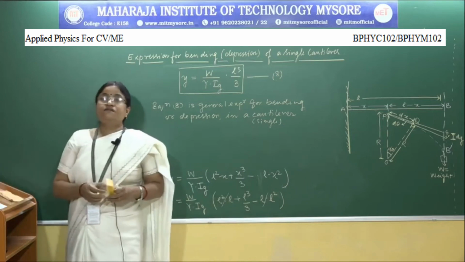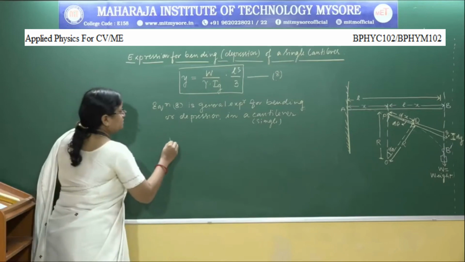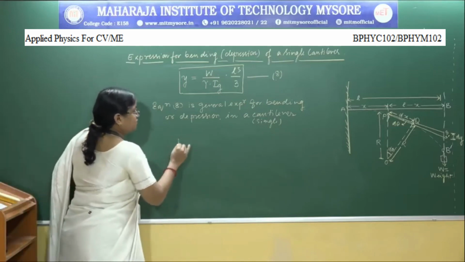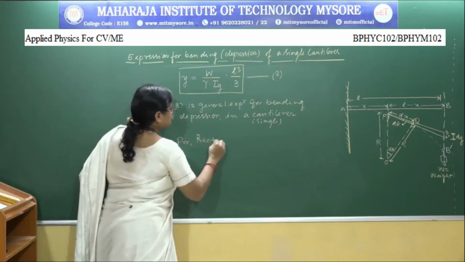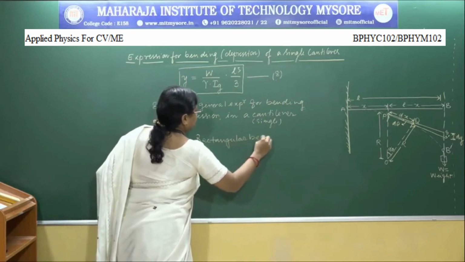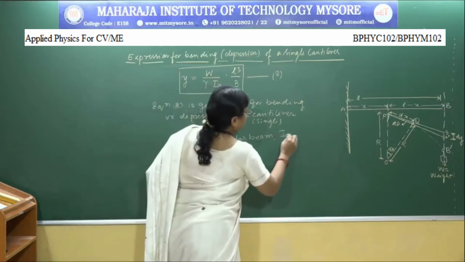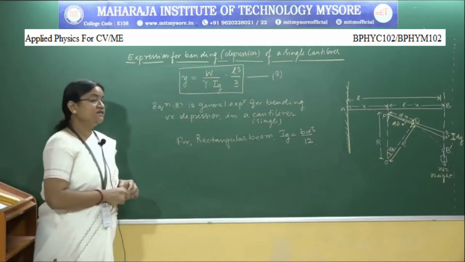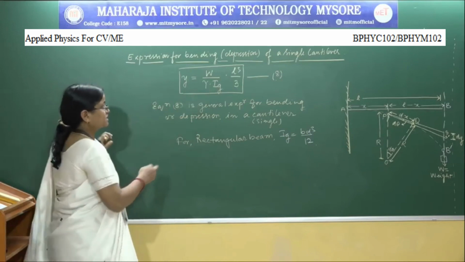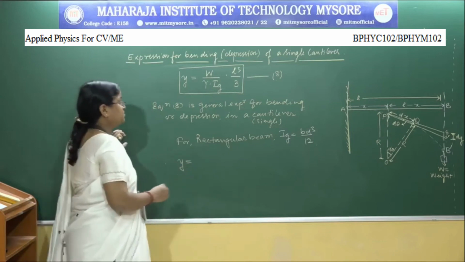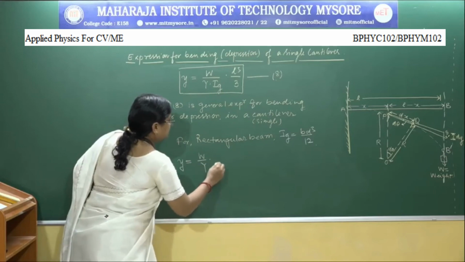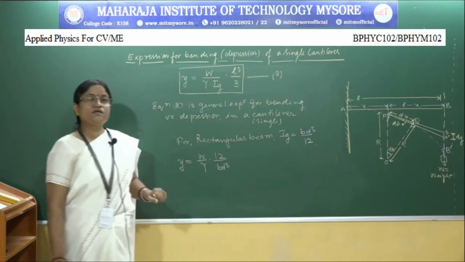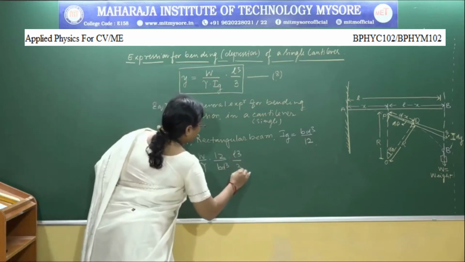Now, again, if the beam is rectangular in shape, what we know for a rectangular beam is Ig is equal to BD cube by 12, where B is the breadth and D is the thickness of the beam. And if we substitute in the previous equation 8, you will get for a rectangular beam the depression y is W by Y, Ig value BD cube by 12, so the denominator will go to the numerator, into L cube by 3.